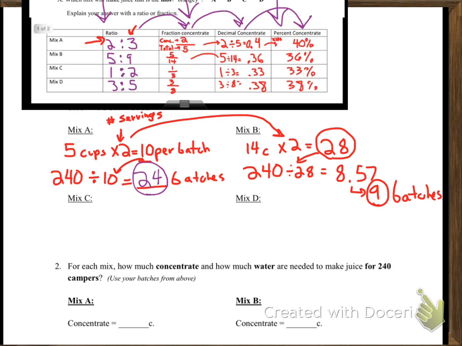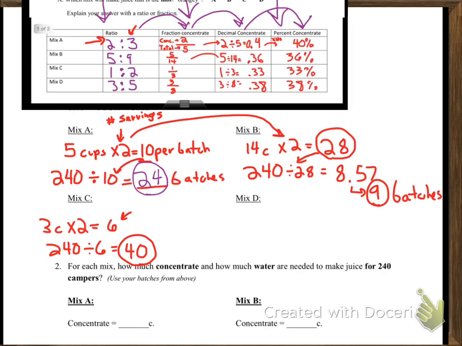Next, mix C. Well, mix C, we get 3 cups per batch times 2, means we feed 6 kids on each batch. 240 divided by 6, we're going to have to make a whole lot of batches. I know that before I even do the math. 240 divided by the 6 servings per batch, we're going to have to make 40 batches of Mix C. Wow, that's a lot of juice to make.